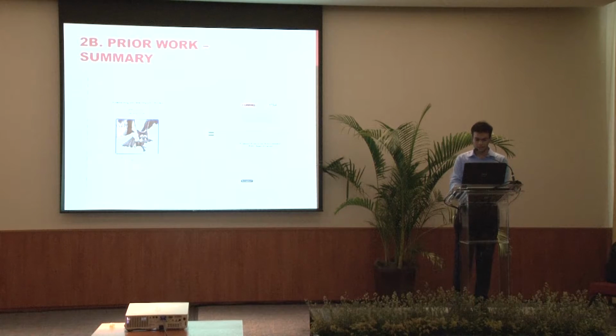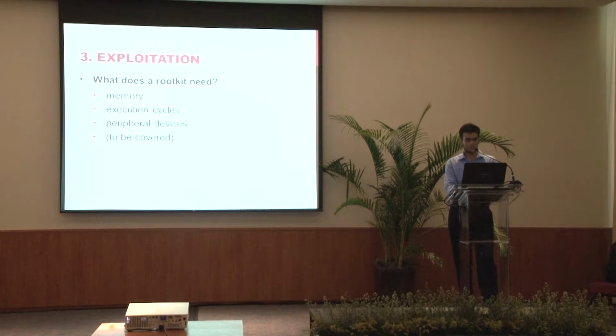Now, the summary of the work was that John Heasman basically described the BIOS boot specification and some bits of the PXE specification and said that these all can be maliciously used. His only good way to subvert the NT kernel might not work if you've got a good VM86 monitor. So we move on to further exploitation techniques. The first question that arises is, what does a rootkit need? You need memory, you need execution cycles on the computer, you need access to peripheral devices, and there are further things that you need, but we'll cover them later.